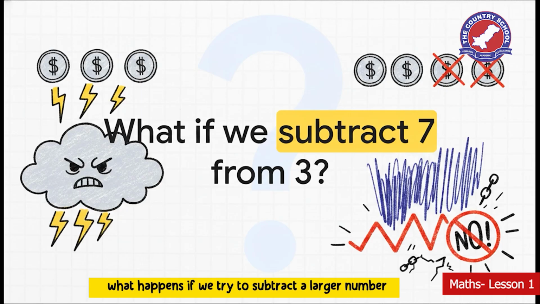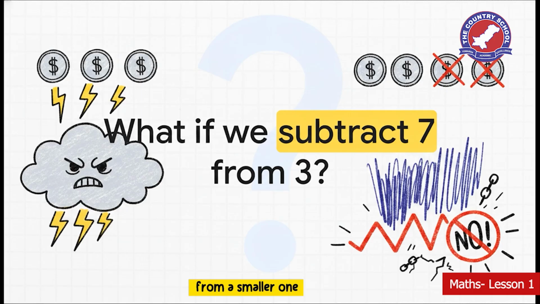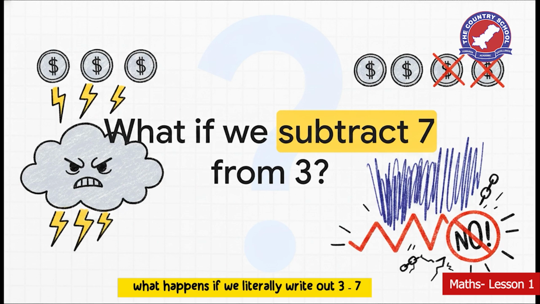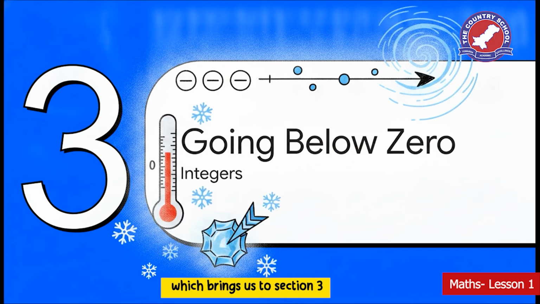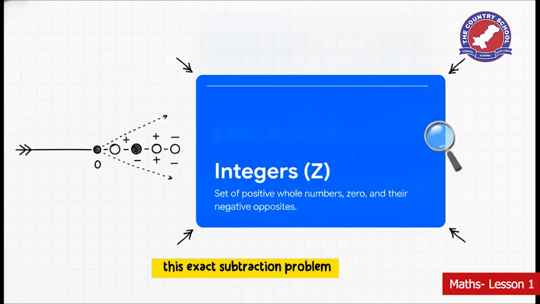What happens if we try to subtract a larger number from a smaller one? If you only have $3 in your pocket and you try to spend $7, what happens? If we literally write out 3 minus 7, we completely break the rules of whole numbers, because whole numbers cannot go below 0. Which brings us to section 3, going below 0, integers.